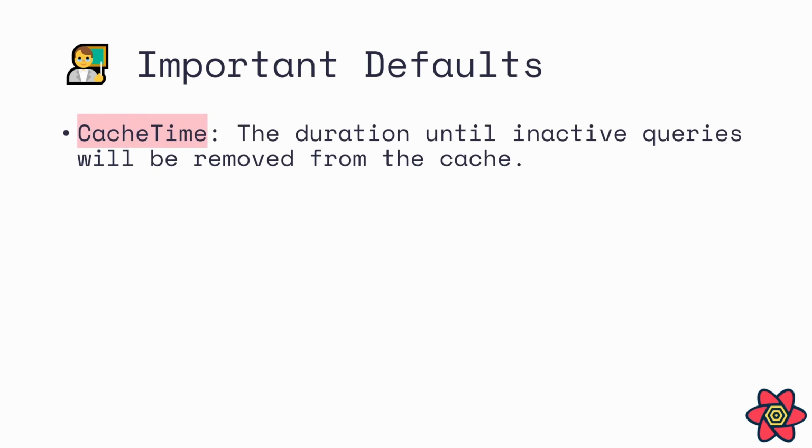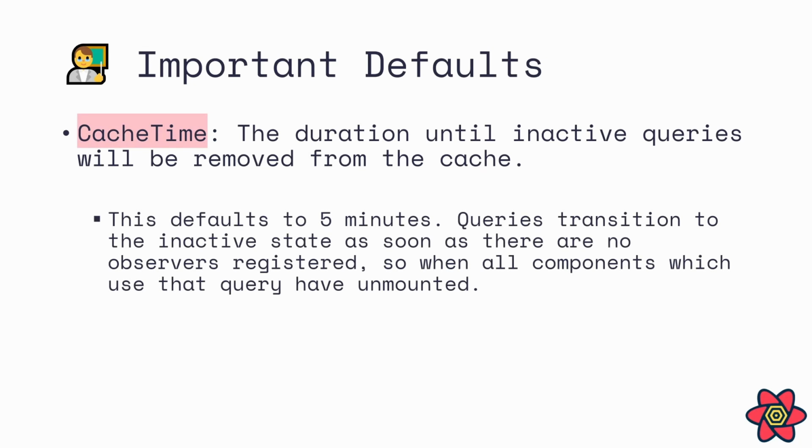CacheTime, on the other hand, is the duration until inactive queries will be completely removed from the cache. This defaults to 5 minutes, so queries transition to the inactive state as soon as there are no observers registered, so when all components which use that query have unmounted.